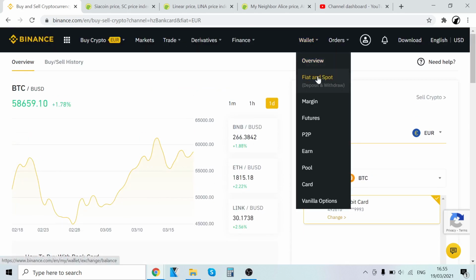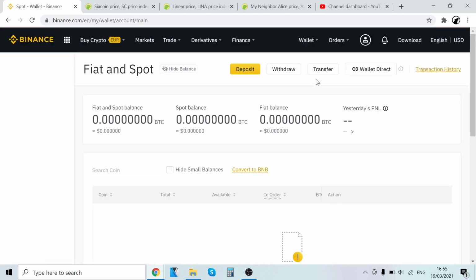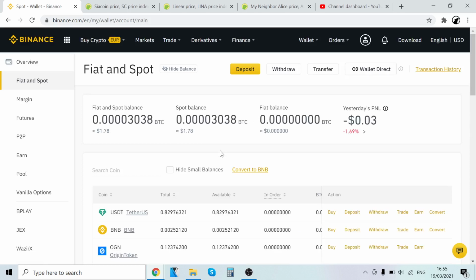Okay, so after you order it, it takes like a couple of seconds to get your cryptocurrency, and when you go to wallet and spot, the Bitcoin will show up right here in your wallet. Okay, so now how to actually change that Bitcoin into Siacoin, how to trade that Bitcoin into Siacoin. So here's how you do it.